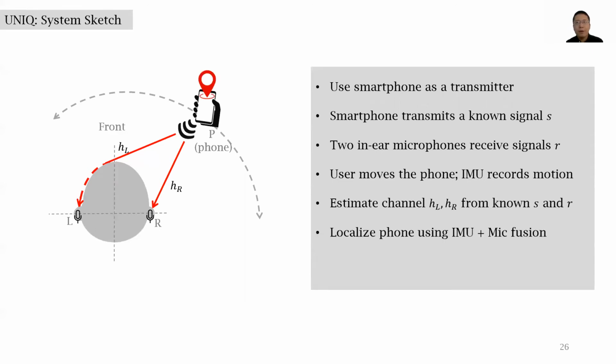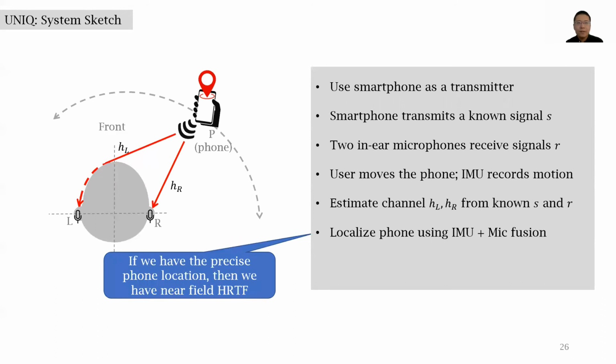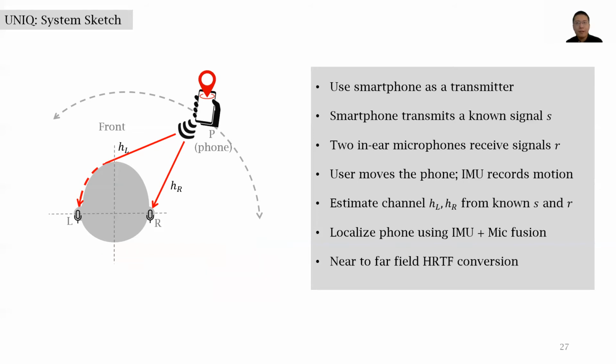And we also perform phone localization using phone IMU and in-ear microphone sensor fusion. Then if we have the precise phone location, we essentially have the near-field HRTF. Why? This is because near-field HRTF is essentially a one-to-one mapping between the phone location and the acoustic channel HL and HR. And finally, we will focus on near to far-field HRTF conversion.